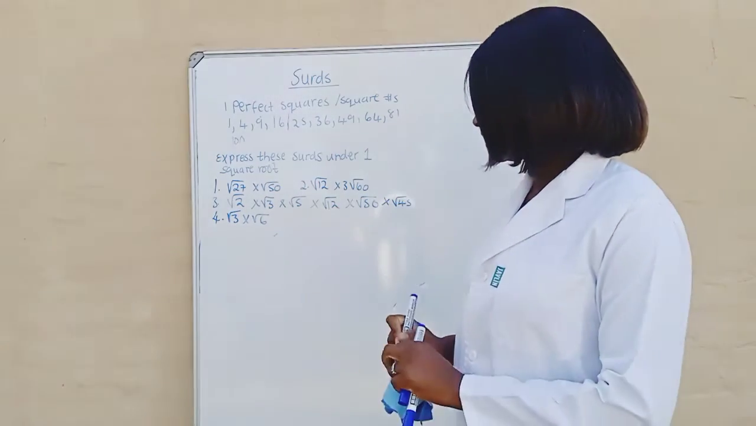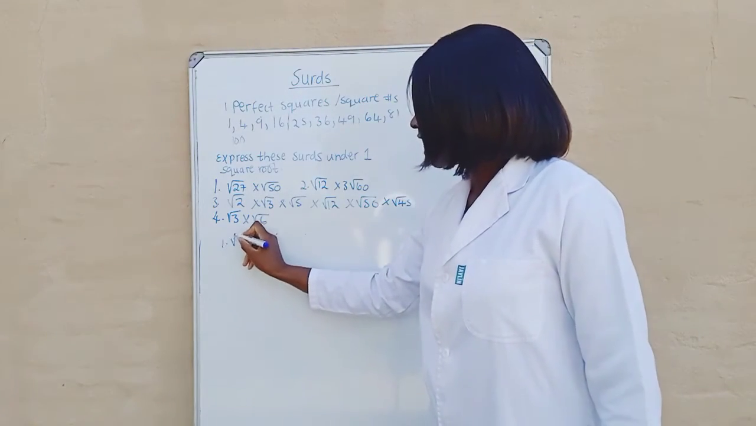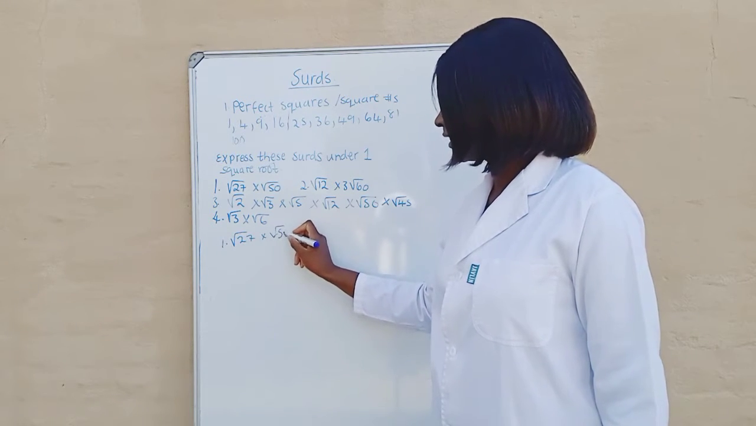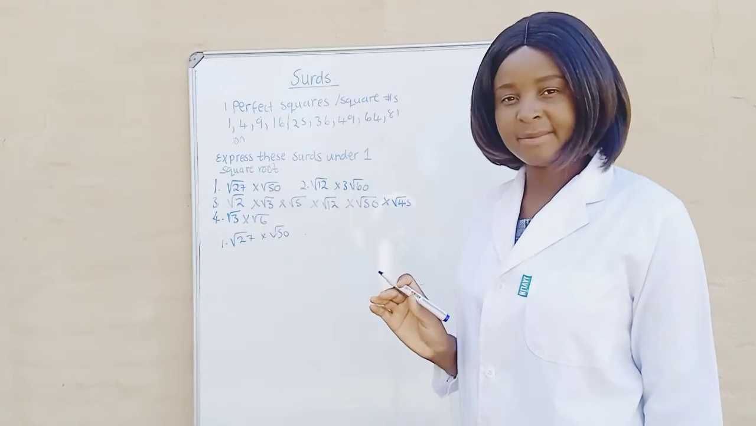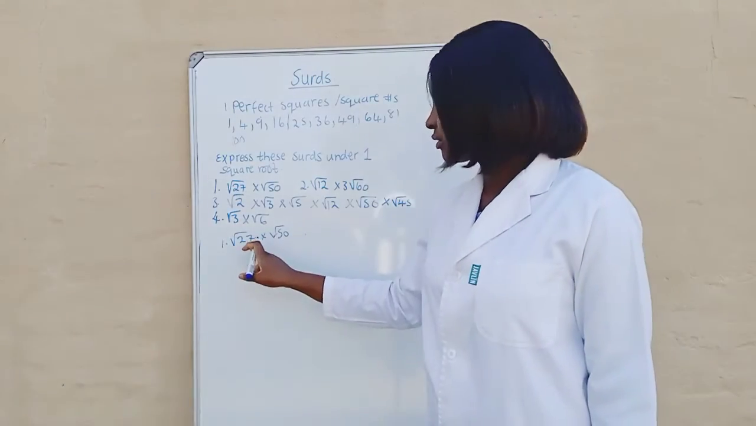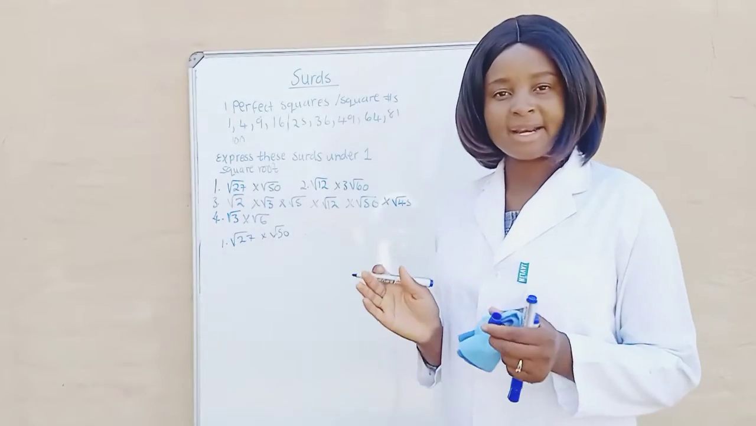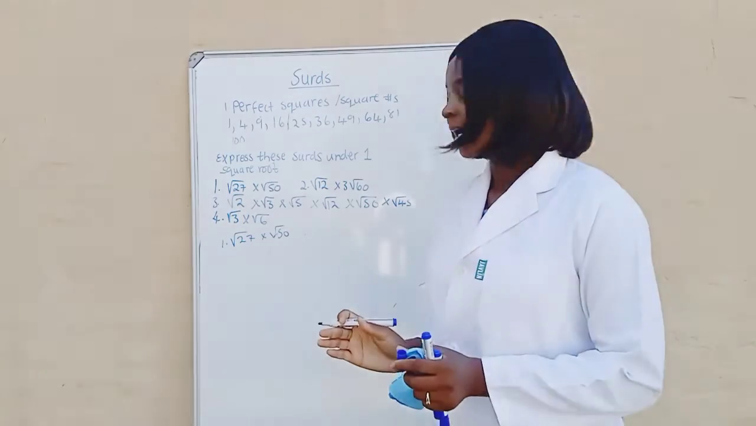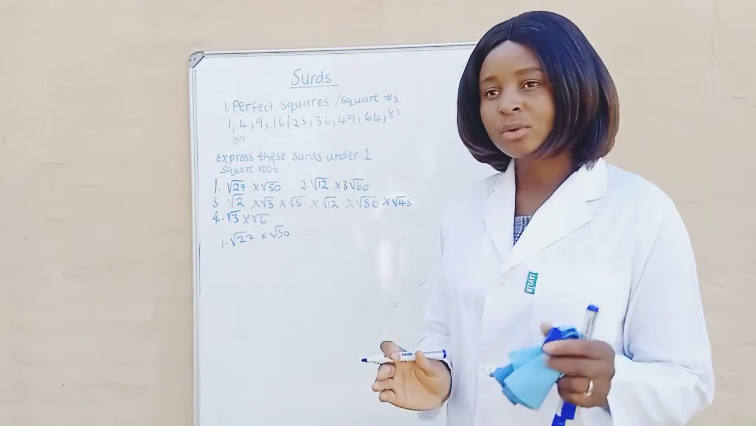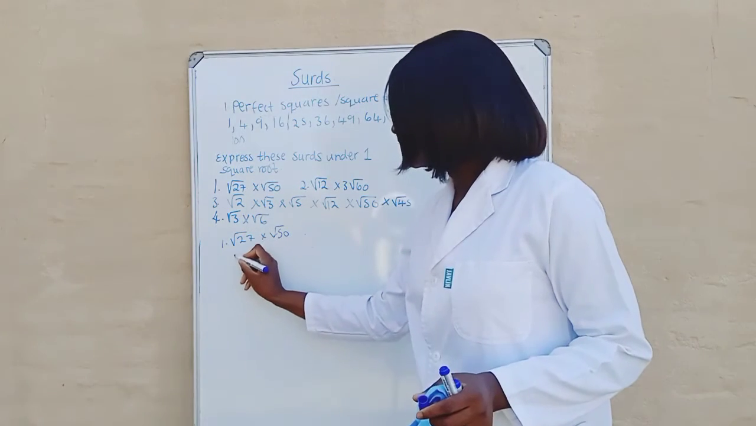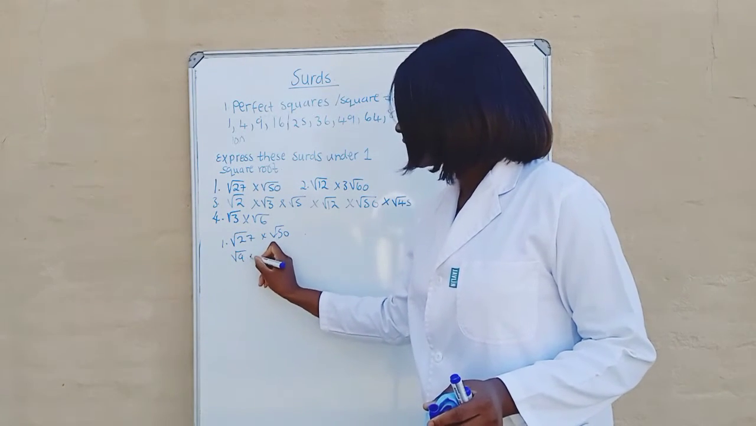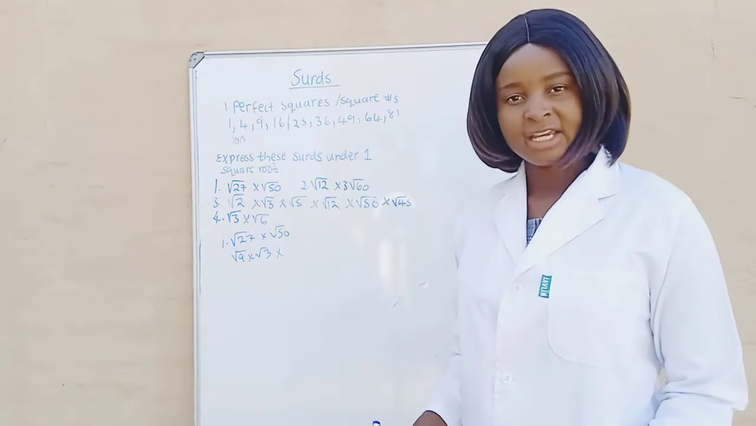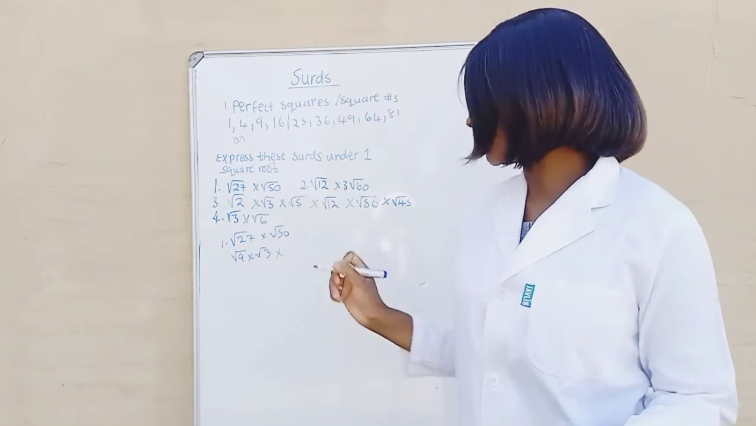On our first question there, we have root 27 times root 50. So we are going to be simplifying them individually. The square root of 27, we need to separate it. 27, we know it's root 9 times root 3, right? Root 9 is a perfect square, so we can work with that. What about 50? 50 is going to be root 25 times root 2.